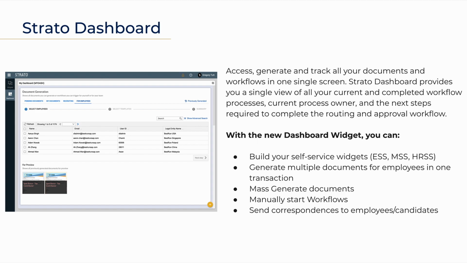So just to cover the Strato document at the moment, what you could do from there is to generate multiple documents for employees in one transaction. So in the past, when you wanted to generate multiple documents for one employee, you would have to select an employee, then you would have to select a document, then select one or multiple employees, then you would press the generate button.